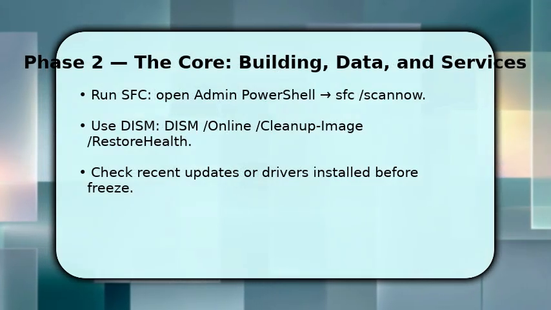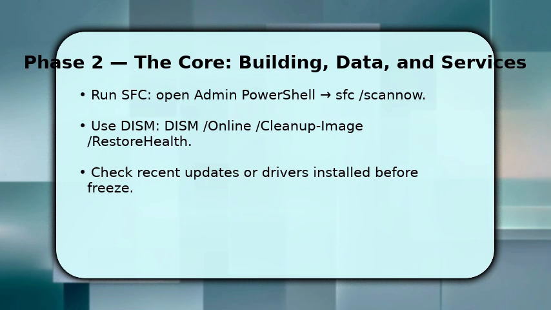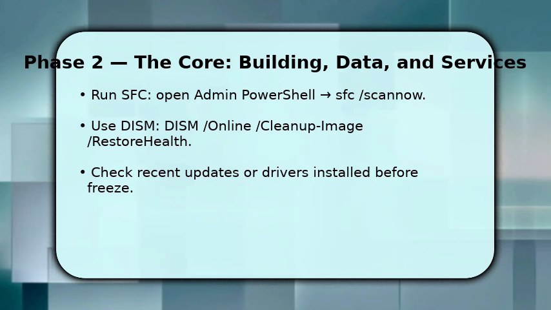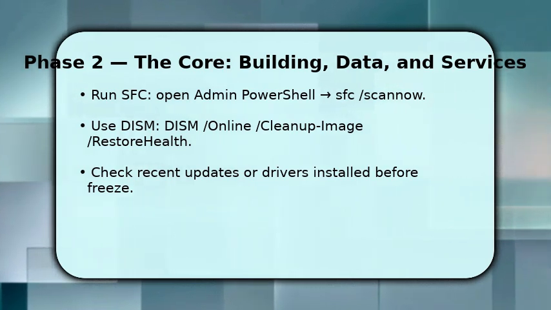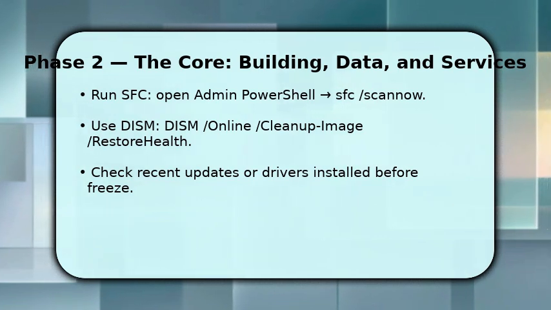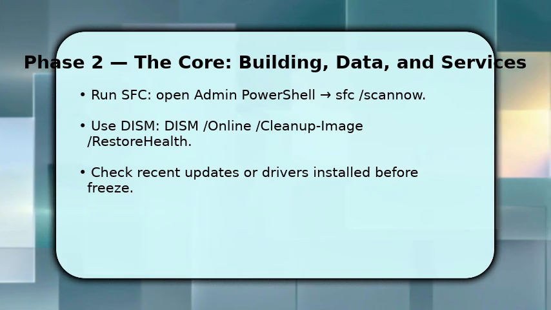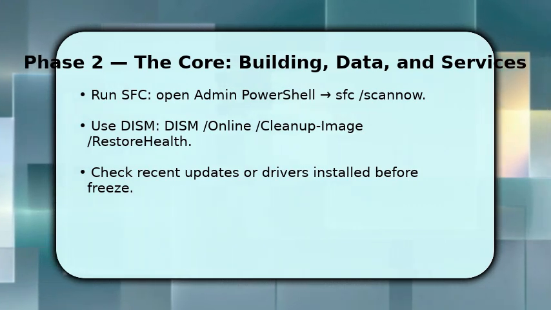After restarting Explorer, you run integrity checks to repair corrupt system files. Open an elevated PowerShell and run sfc /scannow, wait until it finishes and note any errors. Next, run dism /online /cleanup-image /restorehealth to repair the component store, which fixes deeper Windows image problems that can affect the taskbar.